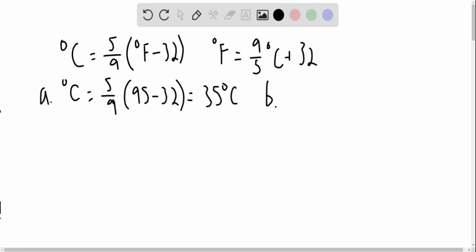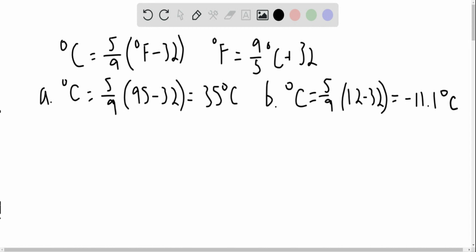Now we go to part B, which is 12 degrees Fahrenheit, pretty cold, but we're going to use the same equation because they're giving you Fahrenheit and you want to convert it to Celsius. So degrees Celsius equals 9/5 times 12 minus 32. Now, as you can see, this time we're going to get a negative number because 12 is less than 32, and you take 32 away from 12, it will be negative. So we get negative 11.1 degrees Celsius here.